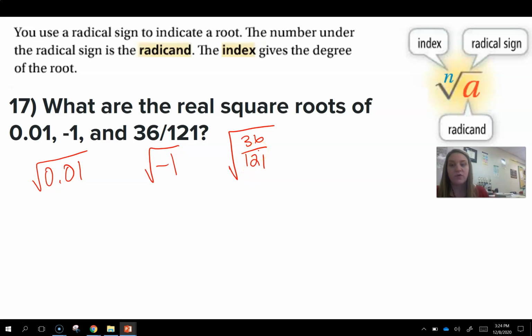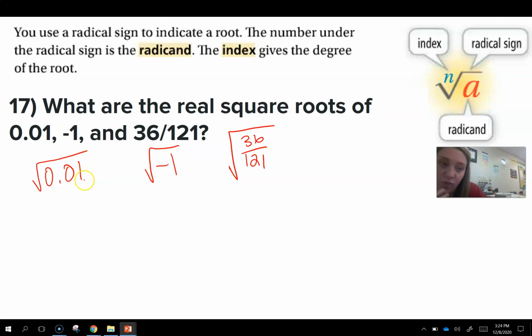All right. Well, what times itself is going to be 0.01? If you have a calculator, you can use it. Okay. The square root is going to be attached to this button, right? So second, square root, right? And I'm going to do 0.01, and it gives me 0.1.